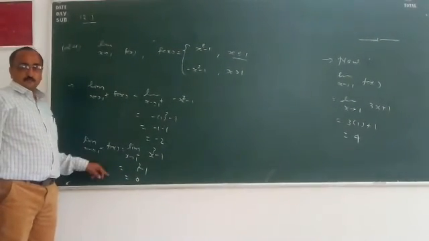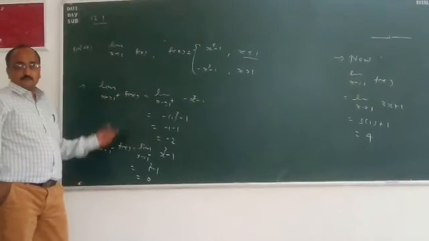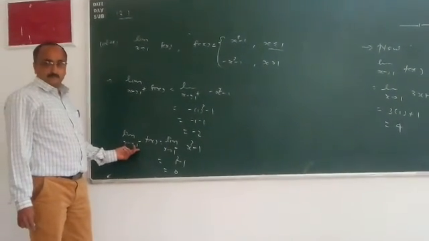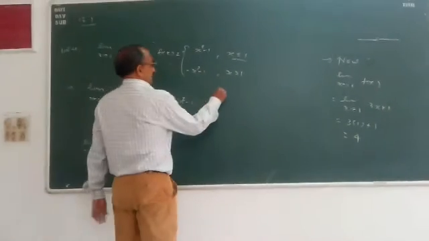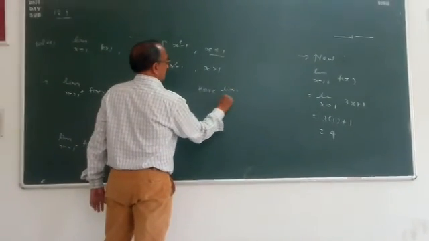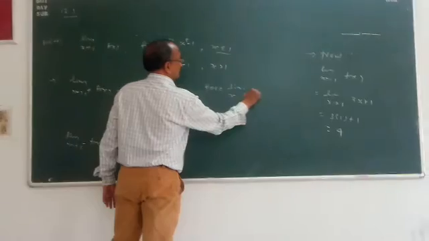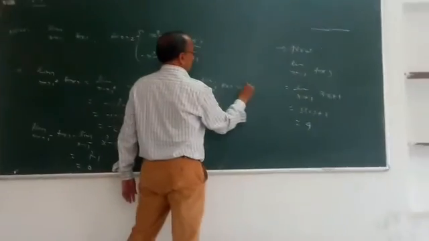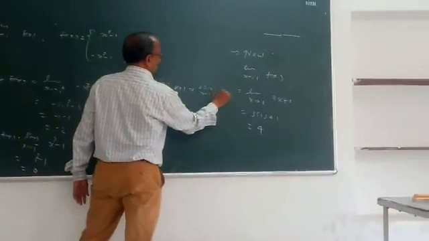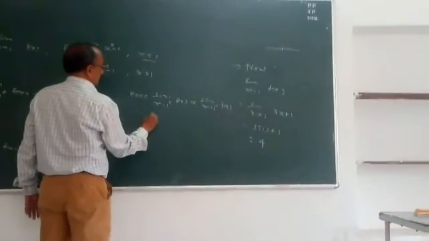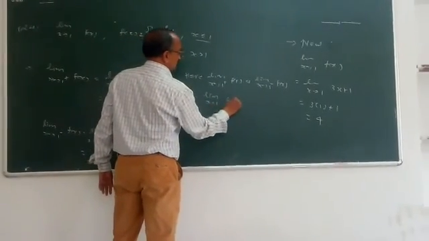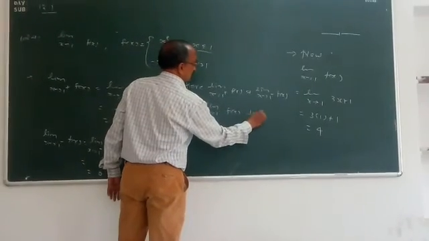So what do we say about this limit? Right hand limit is not equal to left hand limit. Clear? Here limit x tends to 1 positive f(x) is not equal to limit x tends to 1 negative f(x). Clear? Therefore limit x tends to 1 f(x) does not exist.